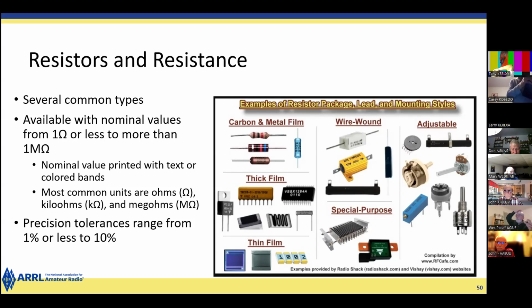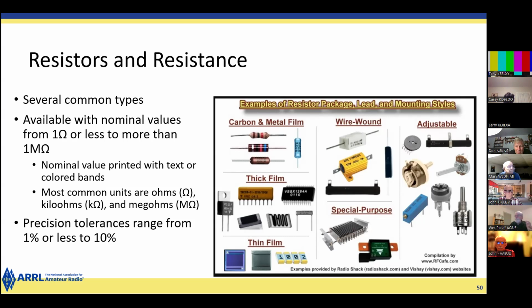How accurate can you make the resistance? Surface mount components and some carbon film resistors have a tolerance of 1%. So if I say I have a 1,000 ohm resistor and the tolerance is 1%, it can be anywhere between 990 and 1,010 ohms. If I say it has a tolerance of 5%, then it can be anywhere between 950 and 1,050 ohms, and so forth. And the tolerance is sometimes very important to make a circuit work right, and sometimes is less important.